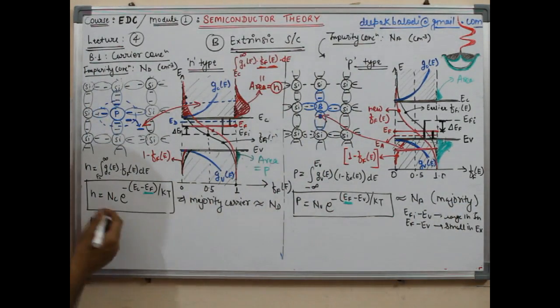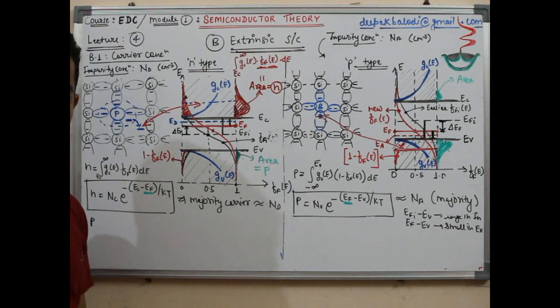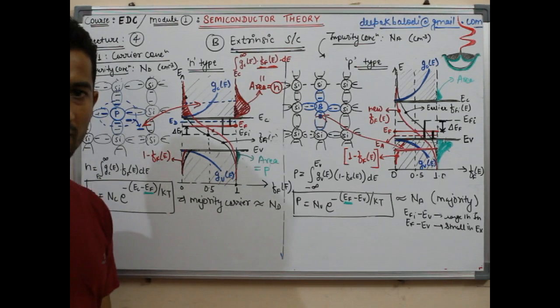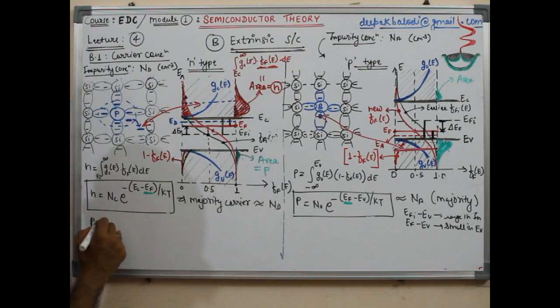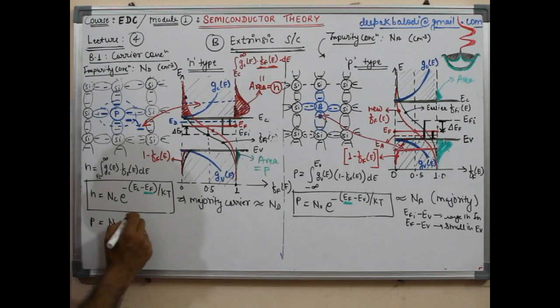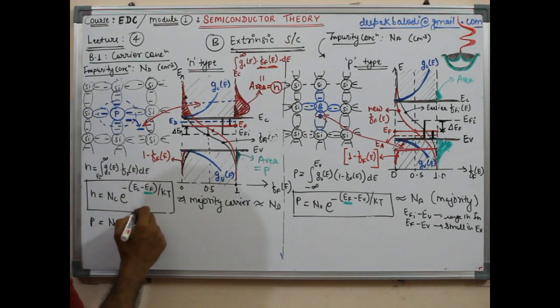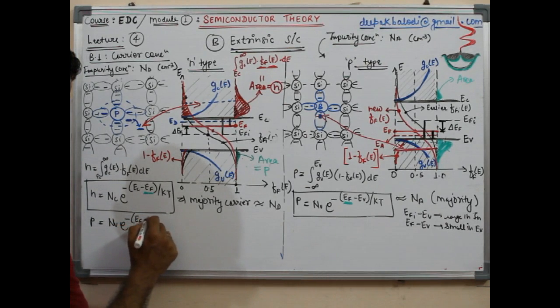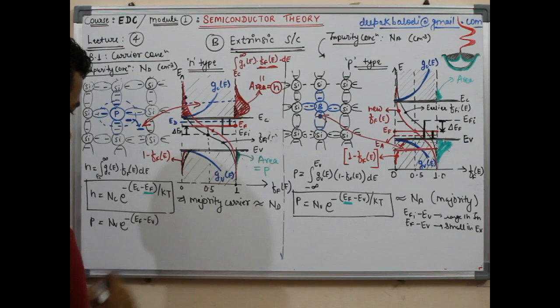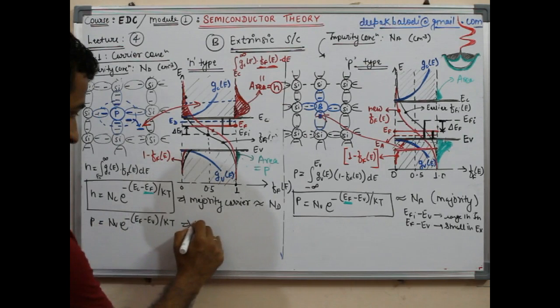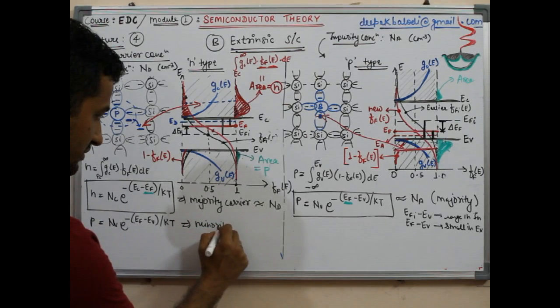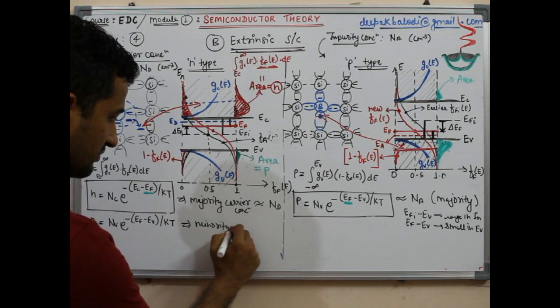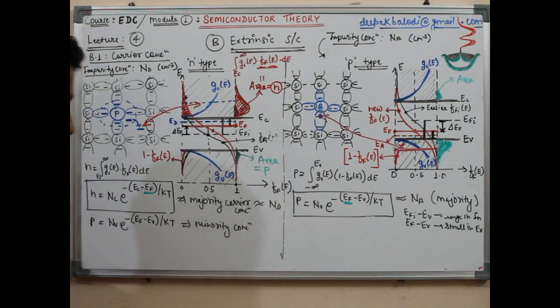Okay, then we are basically interested in the majority carrier, but by the same token we can also derive it for the minority carrier. So minority carriers are holes here. So if you want to exactly calculate here, the formula remains the same. This is EF minus EV by KT. Now you see that this is the minority carrier concentration. This is not a standard figure, this we do not know so far.